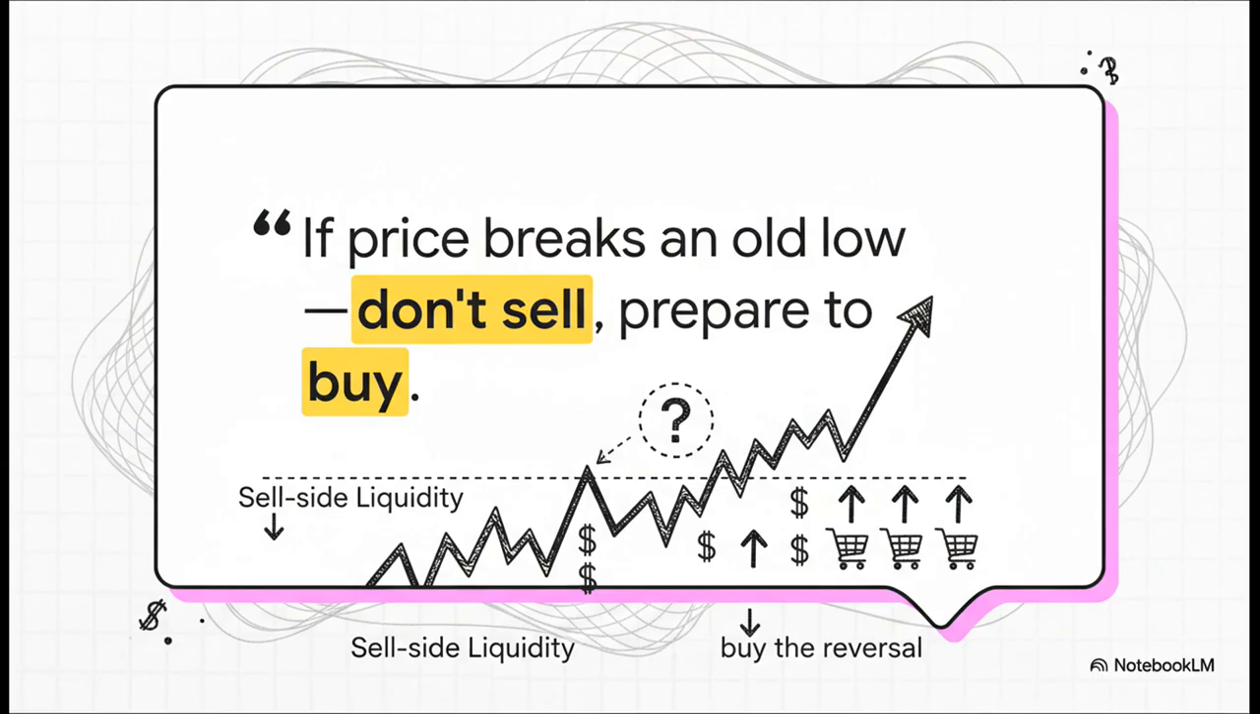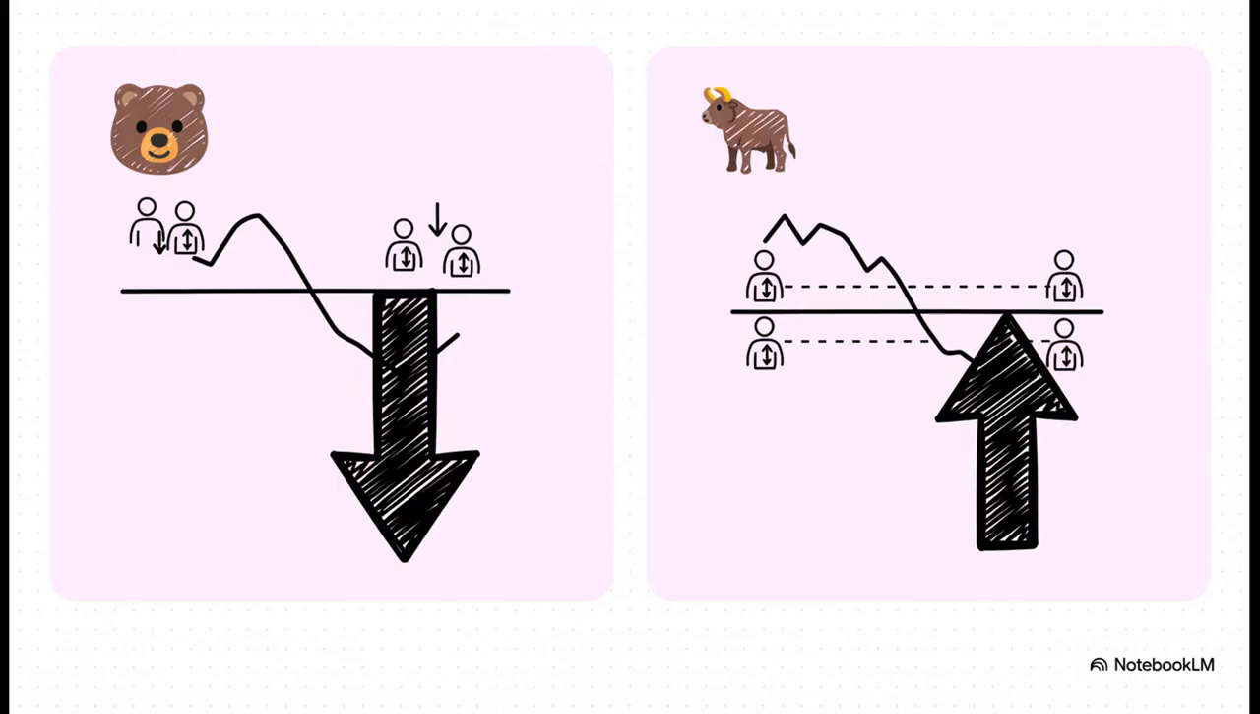When you see price break below an old low, your gut reaction is probably to sell, to join the move down. But that move is often just a hunt for sell-side liquidity. So the rule is, don't sell the breakdown. Instead, get ready to buy the reversal that is likely to follow. So let's tie this all together. When price goes hunting above highs, it's grabbing BSL to stop out the shorts, which often starts a big move down. When it hunts below lows, it's going after SSL to stop out the longs, often before a major rally. Seeing the market through this lens is a total game changer.